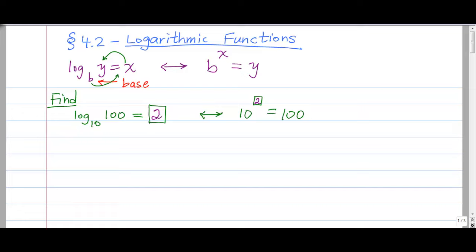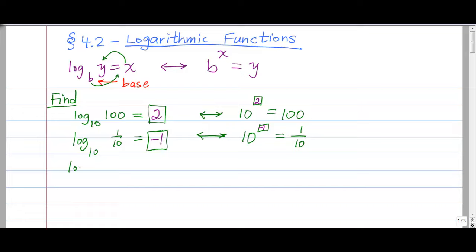Okay, let's do another one. Log base 10 of 1/10 is something. So that is 10 to the something equals 1/10. Okay, and how can you convert 10 to 1/10? You write that as -1. So that something is -1.